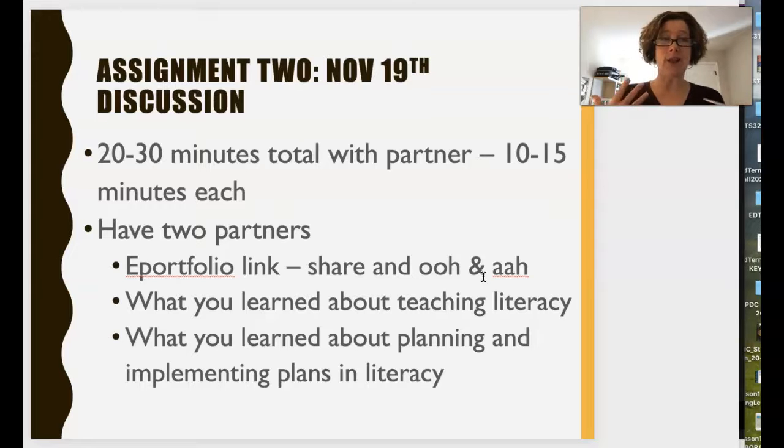So that you actually get to see your colleague's work. Oftentimes, I get to see all your amazing work when you hand stuff in, but I want you to actually see some of your colleagues' work. And then what I'm going to do is just chat. You don't have to write this down, but be ready to chat about what you have learned about teaching literacy and what you learned about planning and implementing plans in literacy. So you might say, wow, who knew that it would take grade 1 so long to cut words out and paste them in a story, kind of thing.